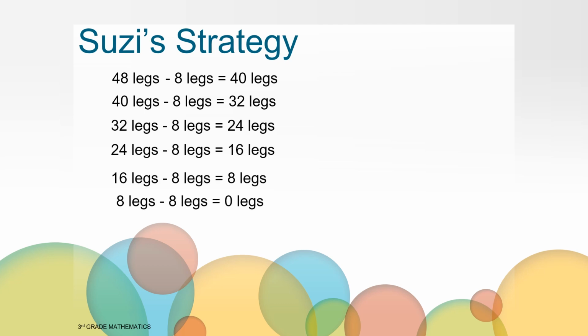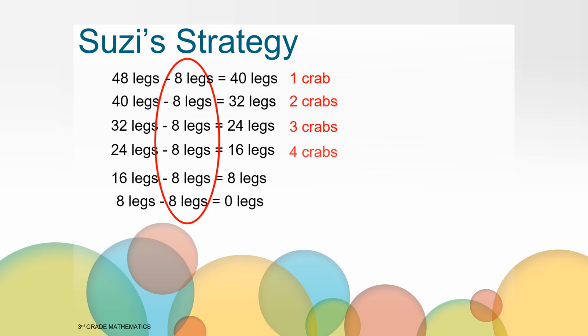Why did she stop at 0 legs? Suzi stopped at 0 because then she knew that she used up all 48 legs. So where's the answer of how many crabs she saw on the beach? Exactly. Suzi added up how many times she subtracted 8 legs, knowing that each 8 legs represented one ghost crab.